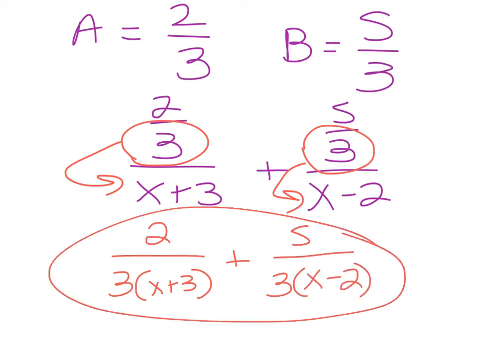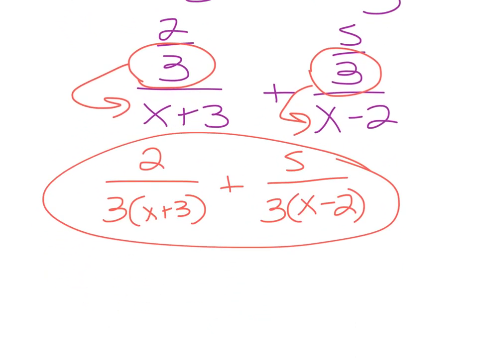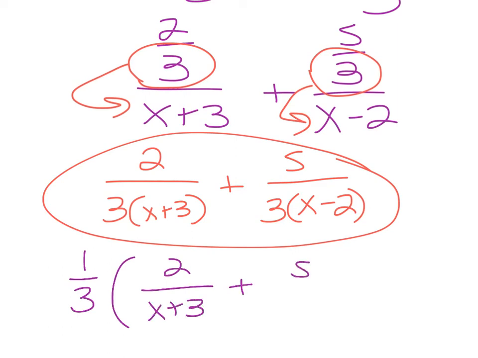Now, I'm okay with this, especially for tomorrow's quiz. But if this was multiple choice, or as we get further down the road, that fraction will get pulled out front. So they are both being multiplied by a 1/3. With 3 in the bottom of both of those fractions, it can be rewritten as 1/3 times 2 over x plus 3 plus 5 over x minus 2.